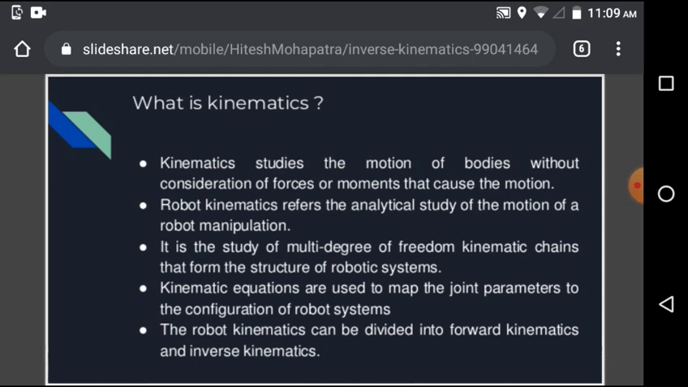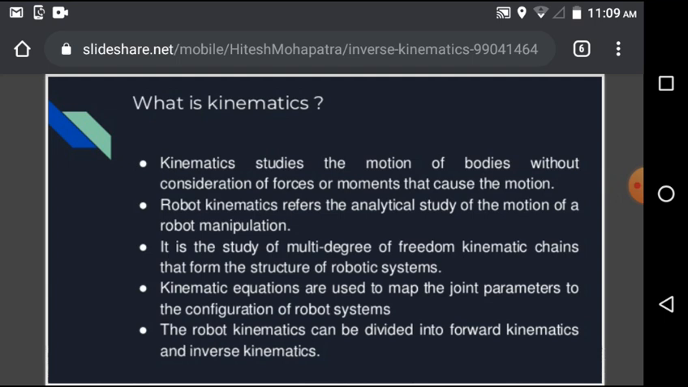Topic of kinematics. Robot kinematics is the study of motion of a body without considering the forces that cause the motion. So that is kinematics. It's an analytical study of the motion of a robot manipulator. Robot kinematics refers to analytical study. It studies the multi-degree of freedom kinematic chain that forms the structure of a robotic system. Its equations are used to map the joint parameters to the configuration of the robot.